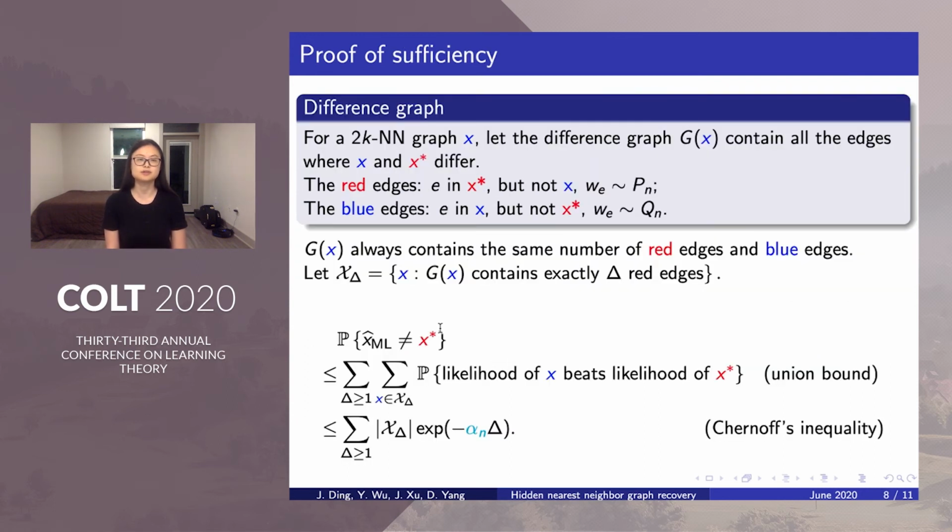Next, let's move to the proof of the sufficiency direction. Suppose that we're above the recovery threshold. Then we need to show that the maximum likelihood estimator achieves exact recovery.